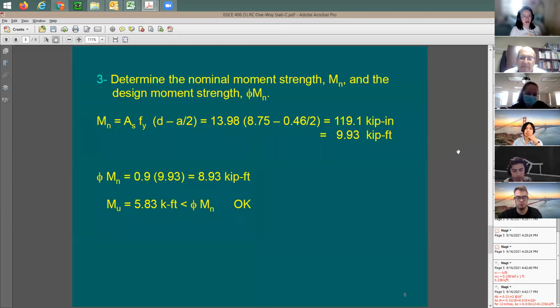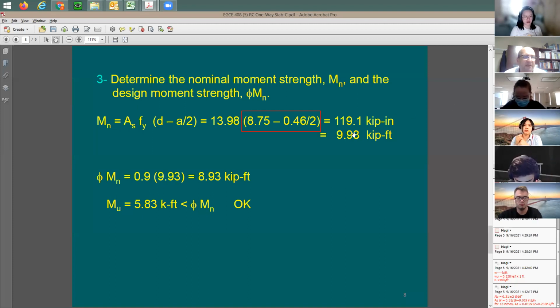Now let's find out here Mn and phi Mn. Here is Mn, nominal capacity. I'm going to be taking the tension, or AS multiplied by fy, 13.98, multiplied by 8.75, which is the effective depth, minus a, the compression block depth, divided by 2. Now the answer here is going to be in kip-inch. Why? Because all of this is in inches, right? This is going to be in inch, and this is going to be in kip-inch. Don't forget here to divide by 12 to put it in kip-foot.